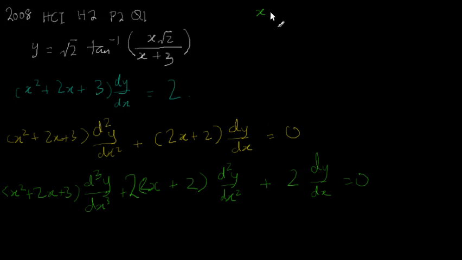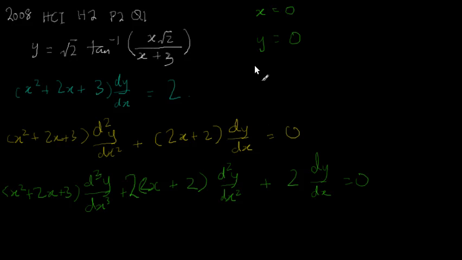Okay, when x is 0, y would be 0, because inverse tangent of 0 is 0.